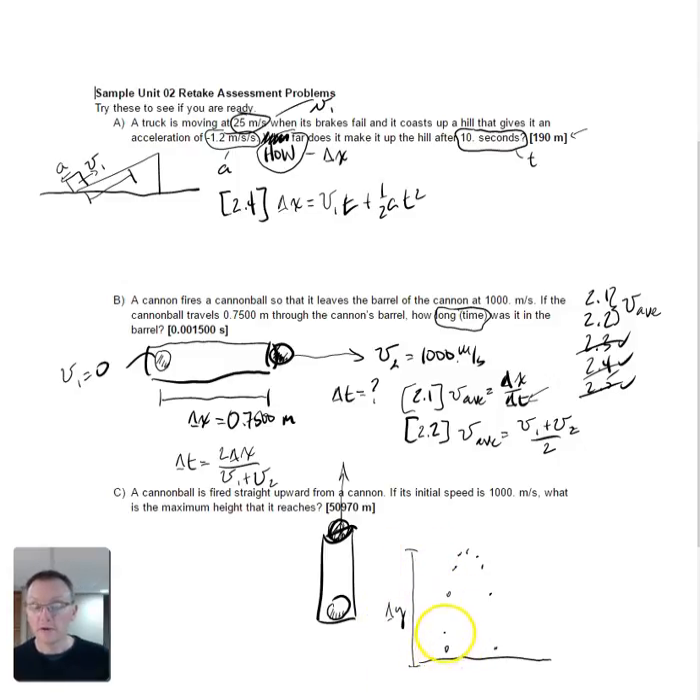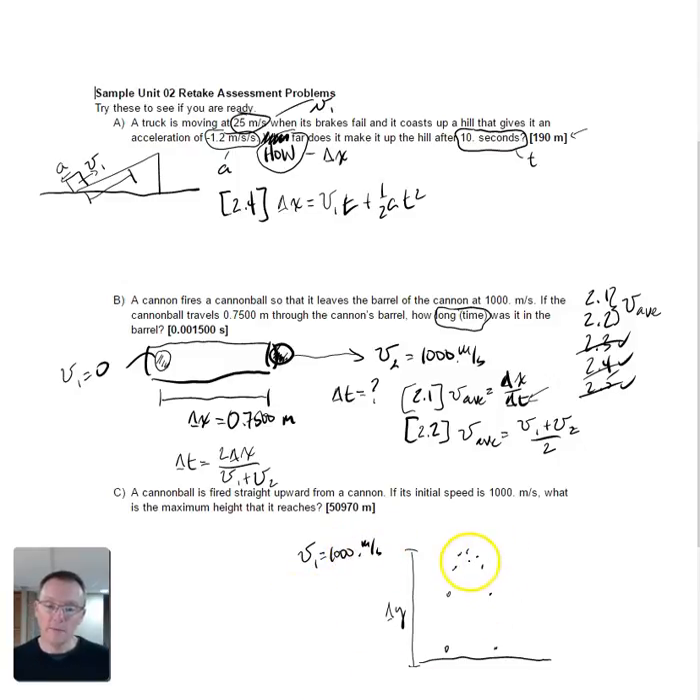Now we know a couple of things. First is we know that when it leaves the cannon, which again I drew super ugly, it has this initial vertical velocity of 1,000 meters per second.